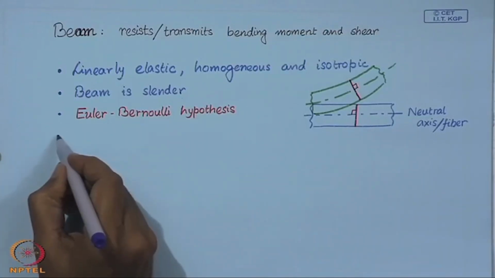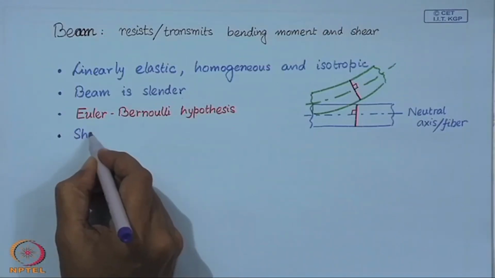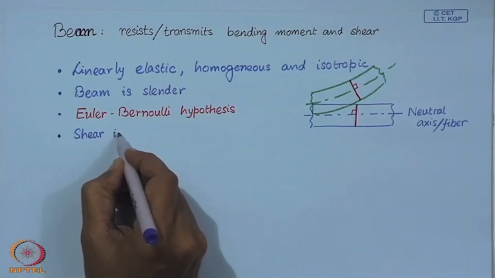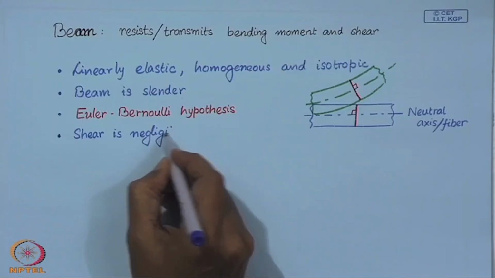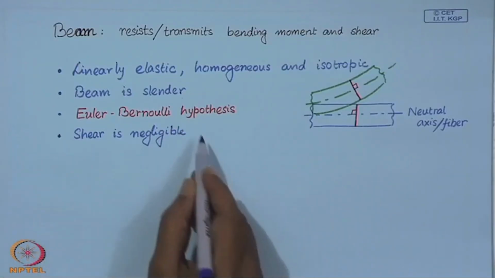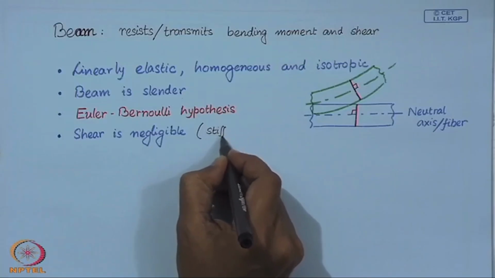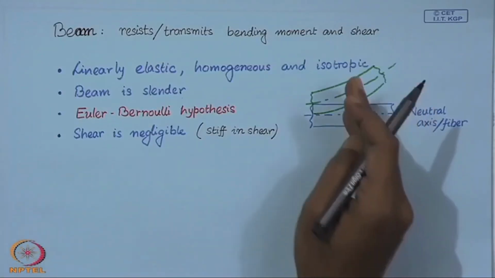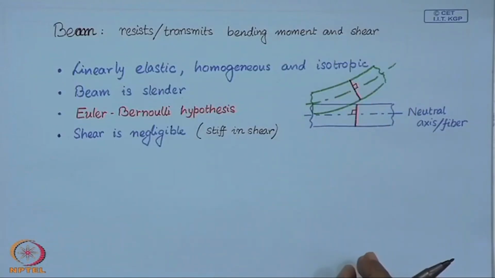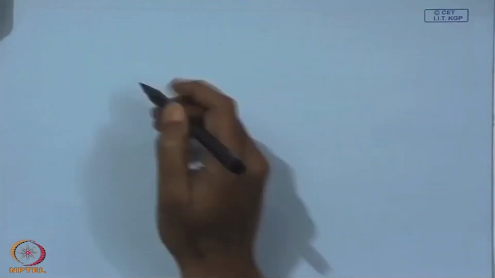Then we make the final assumption in the model that we are going to discuss today, that shear is negligible, or another way of saying this is that the beam is infinitely stiff in shear. So, we will assume that the shear strain in the beam is negligible, and another way of saying this is that it is infinitely stiff in shear. Now, with these assumptions let us get down to modeling of the beam.